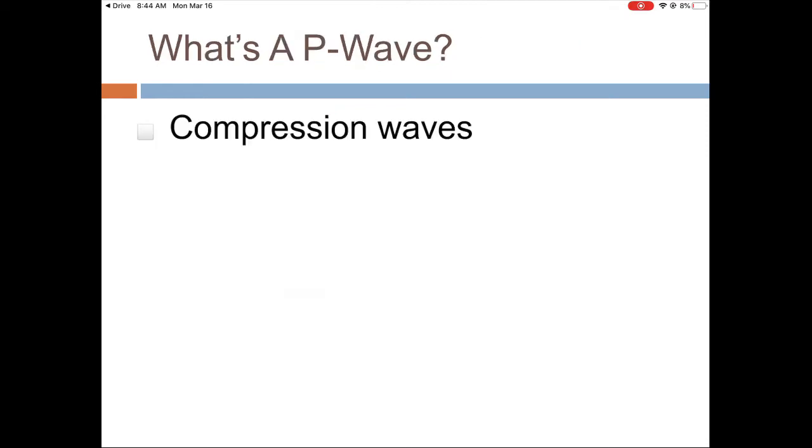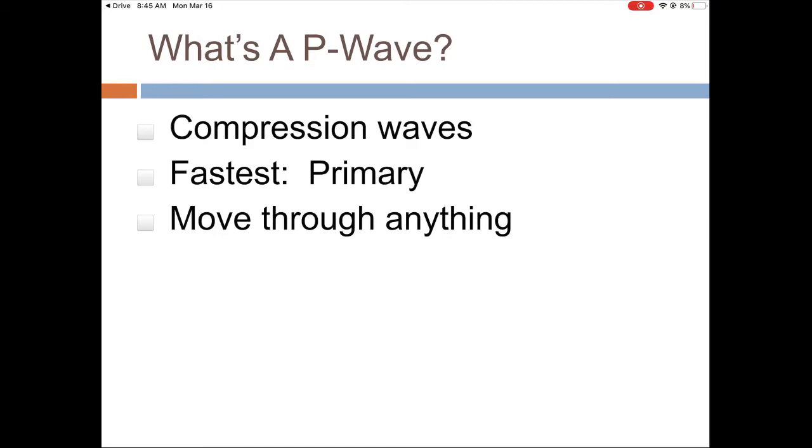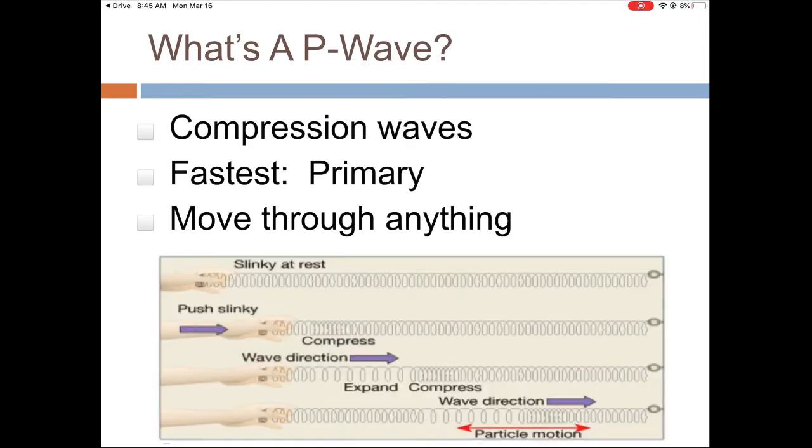A P wave is a compressional wave, and we call it a P wave because it's the primary wave. It's the wave that gets there first. It's the fastest moving, and it can move through anything, so it can move through solids, liquids, gases. If you imagine a slinky, a P wave would be like you're pushing it together like an accordion. It's moving in one direction.